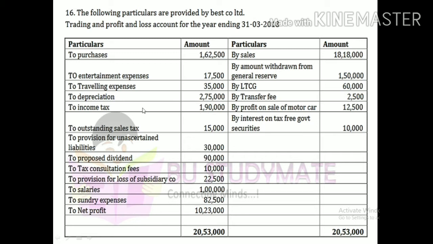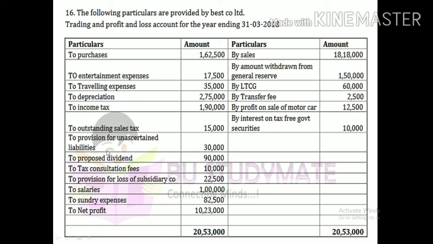Income tax paid, provision, outstanding, penalty should be added back under normal provision. Then outstanding sales tax 15,000. It is inadmissible. Outstanding is nothing but still not yet paid, inadmissible, so that should be added back. The next one, we have an adjustment regarding this, I will explain later.